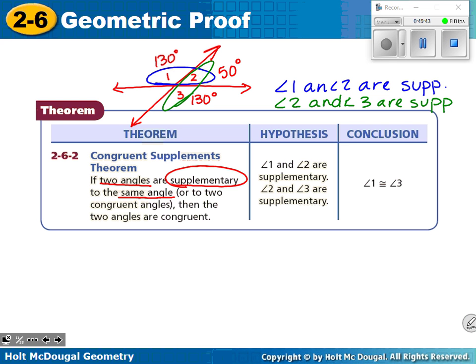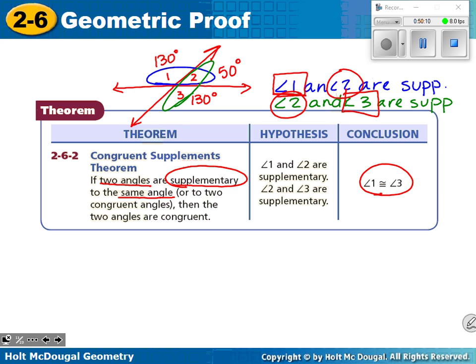But what we're trying to get at is what do we know because of the fact that they're supplementary to angle 2? Since these 2 angles are supplementary to the same angle, then those 2 angles, 1 and 3, are going to be congruent. That's what the congruent supplements theorem says. If two angles are supplementary to the same angle, then they have to be congruent.